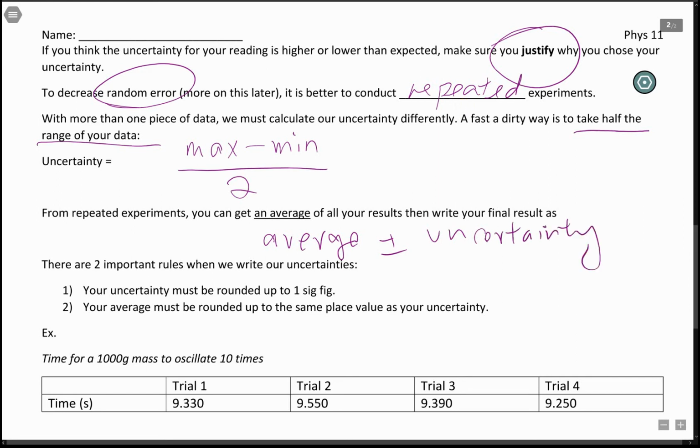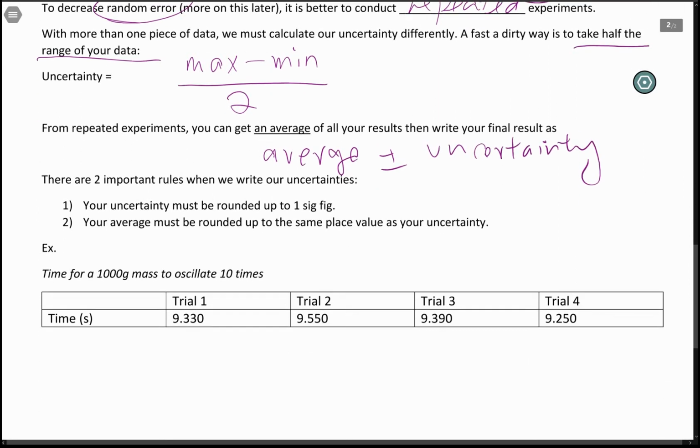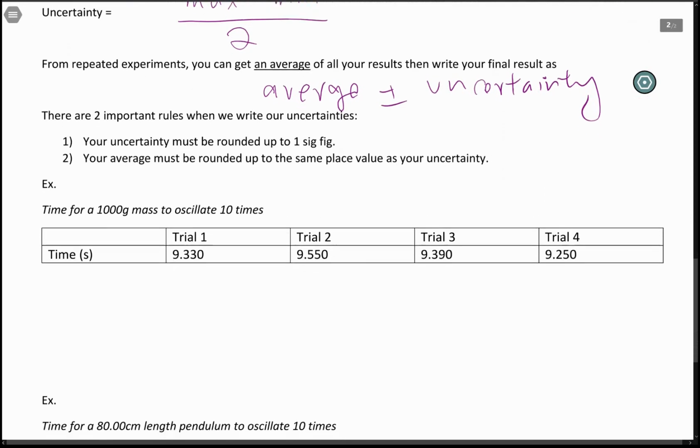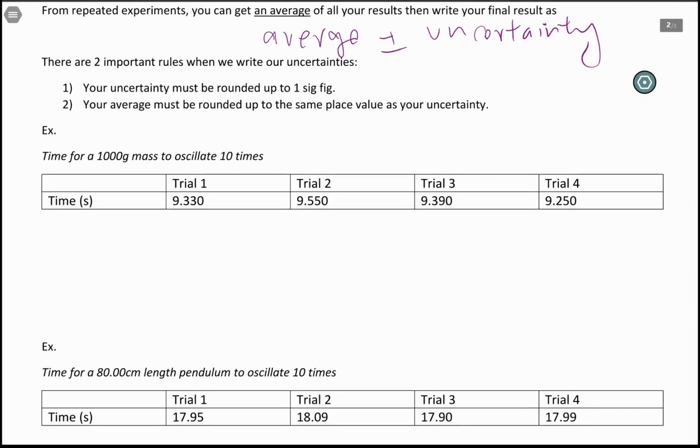The way to write this properly follows another set of rules. There are 2 important rules for that. 1, your uncertainty must be rounded to one significant figure. 2, your average must be rounded to the same place value as your uncertainty.